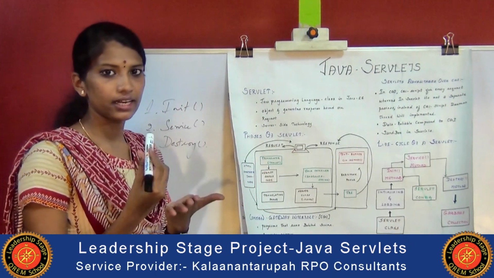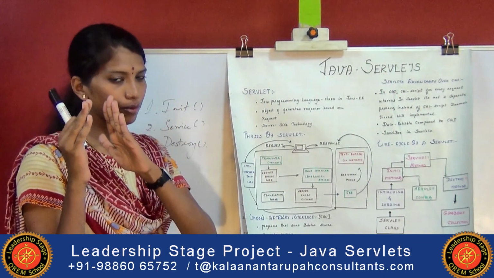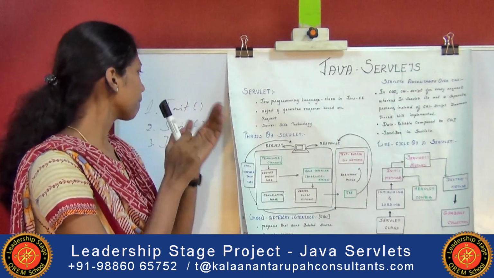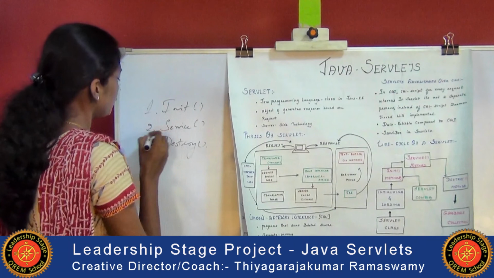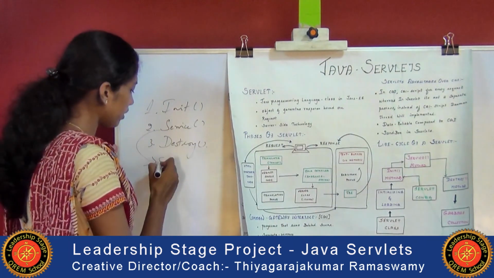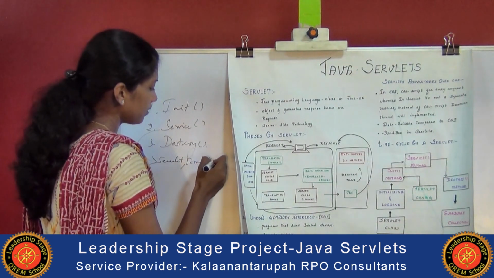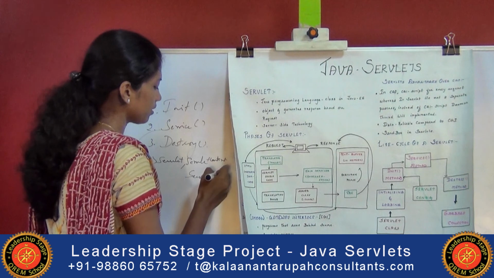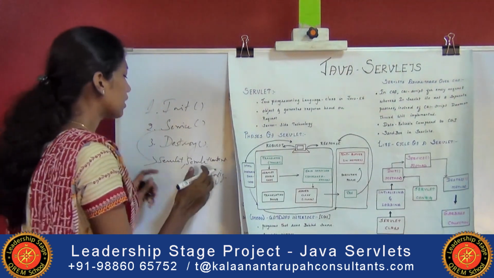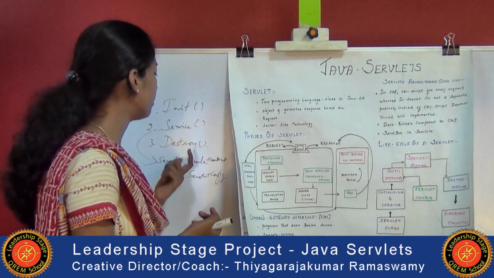When the client asks for any request, the deployment descriptor will map the servlet, the small module of program, to the corresponding client request. At that time, the service method will be initialized. In service method, we have three concepts: servlet, servlet context, and servlet configuration. The servlet is nothing but a small module of program, as I already told.